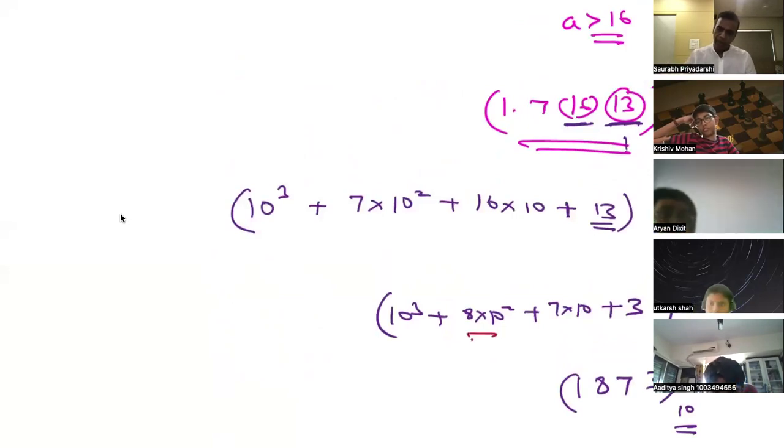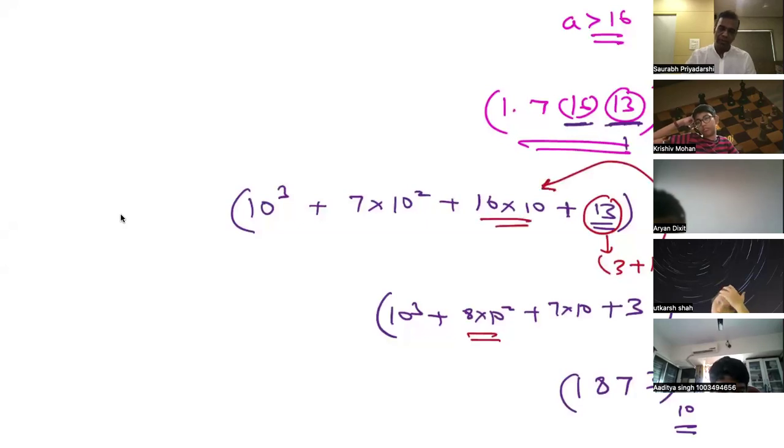This one, we have taken as base 10. If I have taken base 10, then 13 I can write as 3 plus 10. This 10 will be carried forward to this, so this will be 17 into 10. 17 into 10, I can write as 7 into 10 plus 100. The 100 will be carried forward to this, then this will be 8 into 100, right? And this will not affect it.